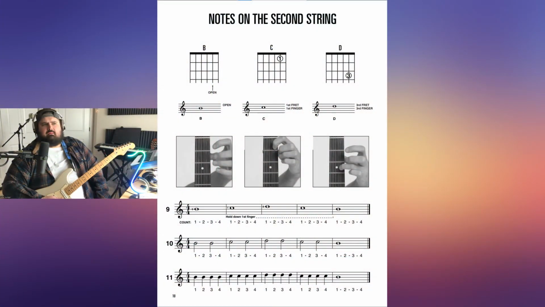Today we're going to be discussing the second string. So we start out with the second string played open, as you can see here in the tablature, and that is sounding like this. Our open B.